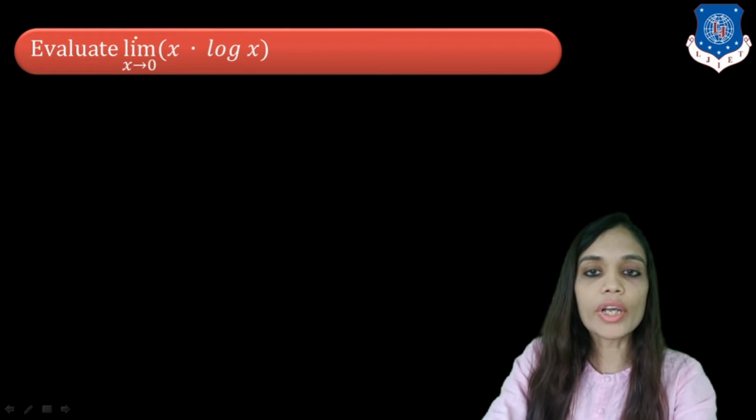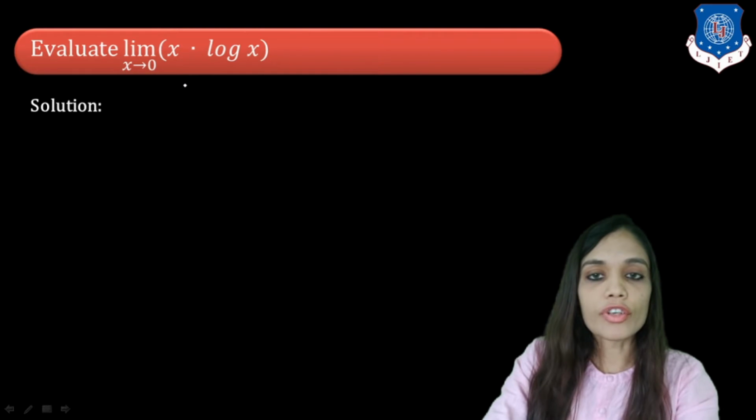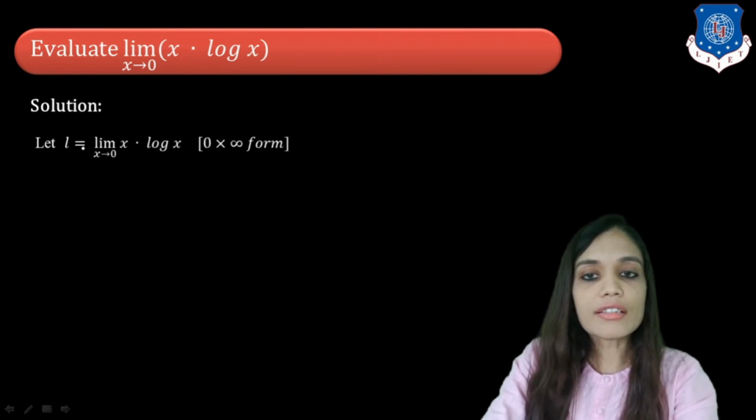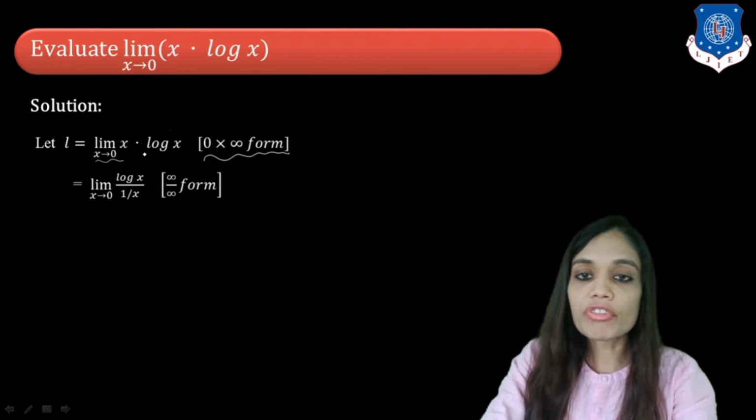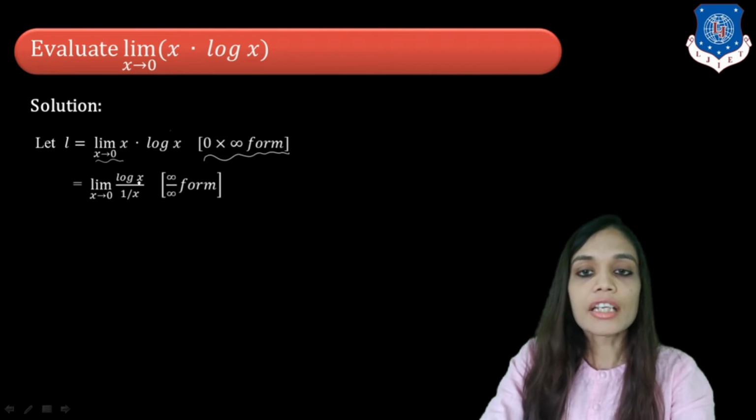Okay, so let us start with one example. Here we have to evaluate limit x tends to 0 x into log x. Firstly, we will assume L is equal to limit x tends to 0 x into log x. Now suppose if you put x tends to 0, then this will go to 0 and log 0 will go to infinity. So you will get 0 into infinity form. So you have to take f or g in the denominator. But we will never take log in the denominator. So take algebraic function x in the denominator as 1 upon x.